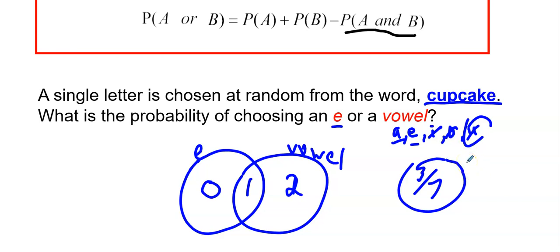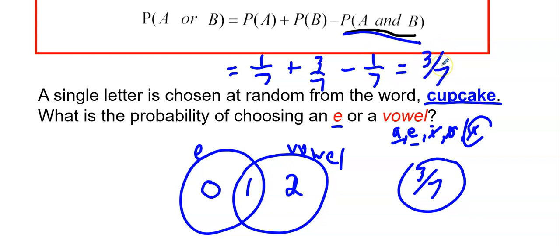The way to do it using the formula is this. Because these are not mutually exclusive, this is the formula. So this would be the probability of A is 1 out of 7, plus the probability of B, the vowels, which is 3 out of 7, minus the probability of A and B, the overlap. There's one case that's the overlap, so minus 1 out of 7. So you get 4 out of 7 minus 1 out of 7, which is 3 out of 7. So you get the same answer using the formula, but you basically have to not count that number twice, right?